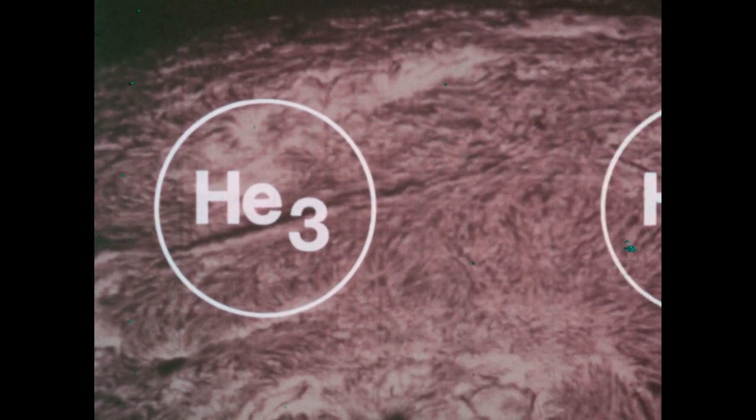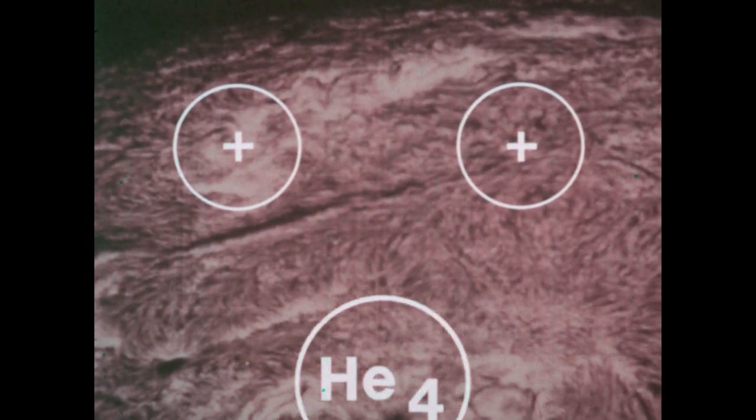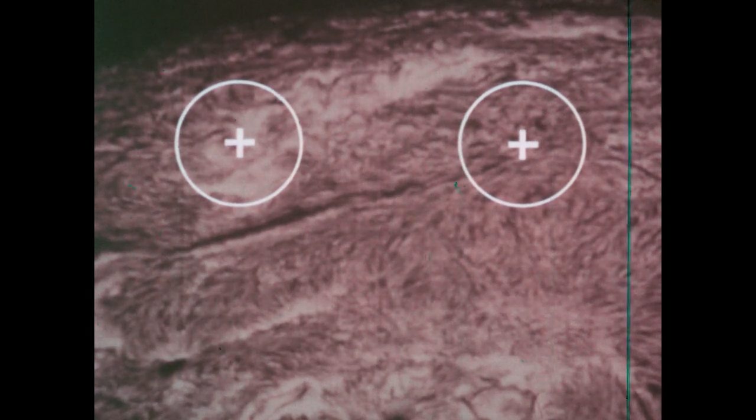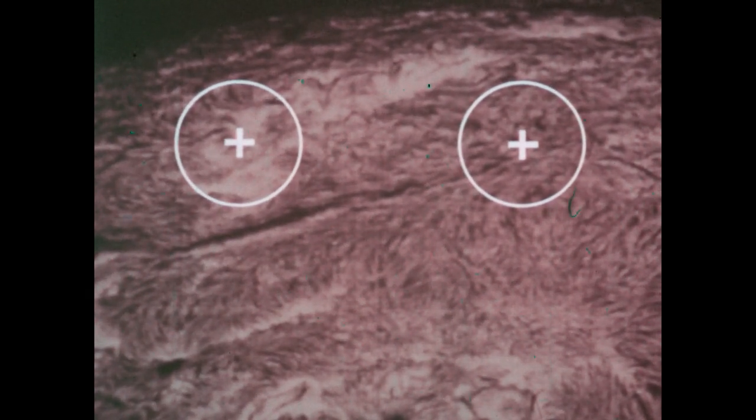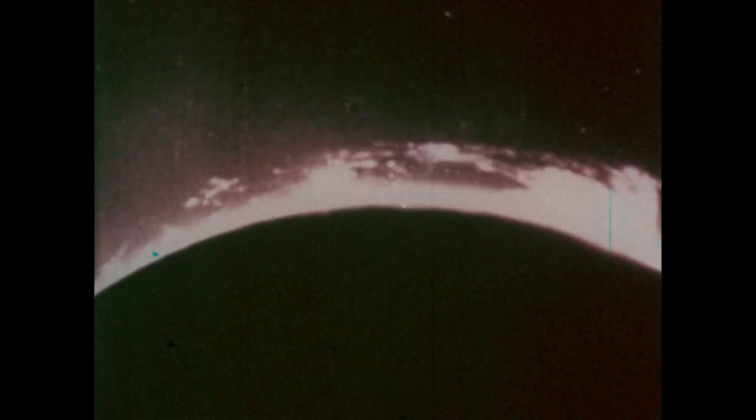When two helium-3 nuclei collide, they produce a nucleus of helium-4. This releases two protons, and the cycle can start again. It's called the proton-proton cycle. In the process, mass is converted to energy. The proton-proton cycle produces energy in stars whose masses are about the same as the sun, or less. In more massive stars, a carbon-nitrogen cycle occurs.